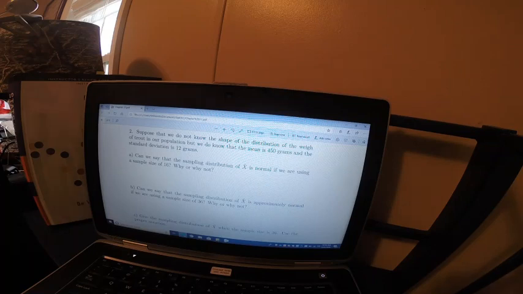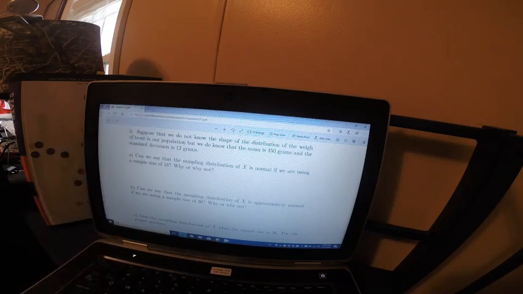Sample size of 16. Now, we've got some conditions if we don't know if the distribution is normal. It's right there with that central limit theorem. You can scroll back up in your notes and take a look at it. One of the conditions is if we don't know what's normal, the sample size has to be greater than or equal to 30. Sample size here is only 16. So, can we say the sampling distribution of X bar is normal if we're using a sample size of 16? No. Why? Because 16 is less than 30, and we don't know that the population overall is normal.